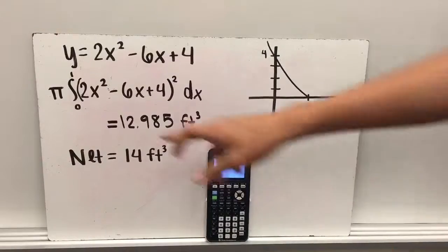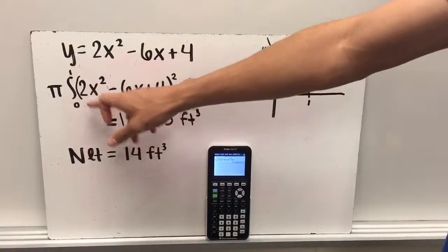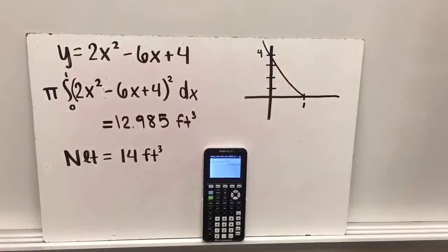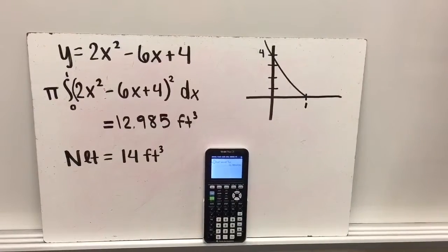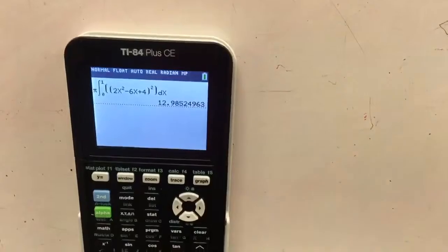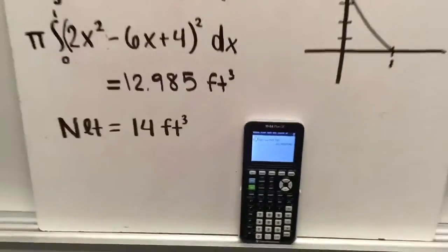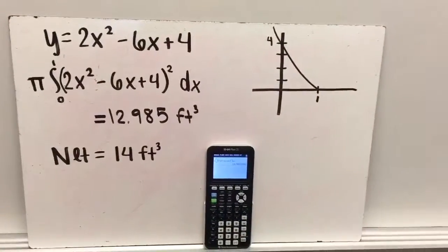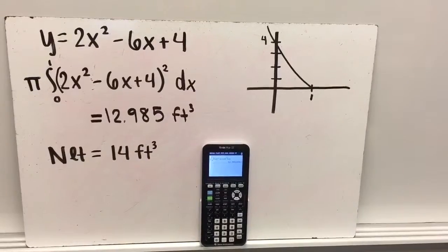So we put the pi in front because that's what we do with the disk method, the integral from 0 to 1 of the function 2x squared minus 6x plus 4 quantity squared dx. And if we put it in the calculator, you see that we get 12.98 feet cubed. And our net is 14 feet cubed, so our net is big enough in order to capture this unknown organism.